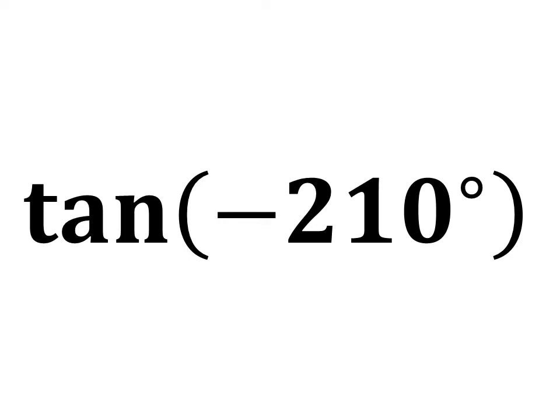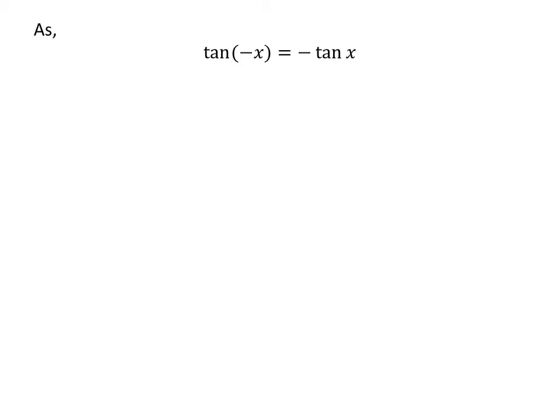In this video, we will learn to find the value of tangent of minus 210 degree. As we know, the trigonometry identity tangent of minus x is equal to minus tangent of x. The video explaining how to derive this identity is appearing in the upper right corner. Also, the URL address of the video has been mentioned in the description section.